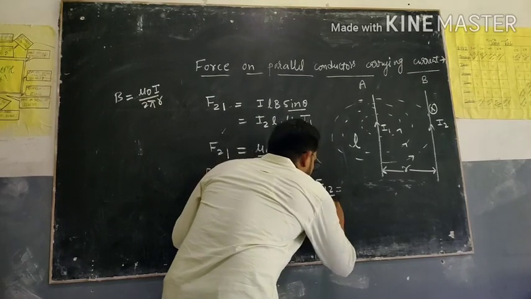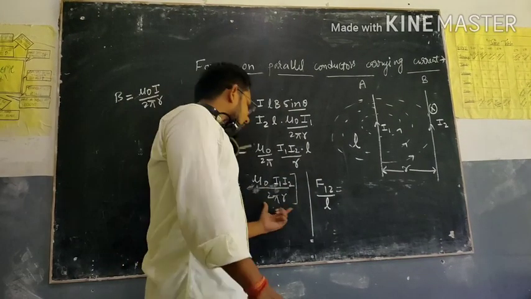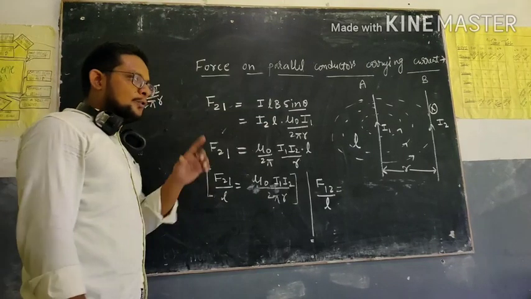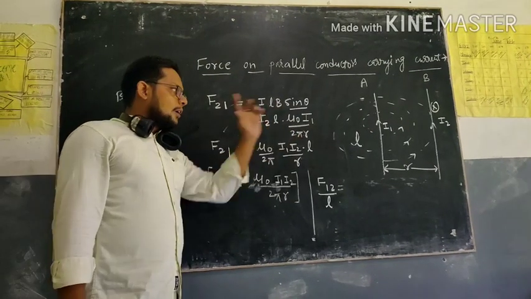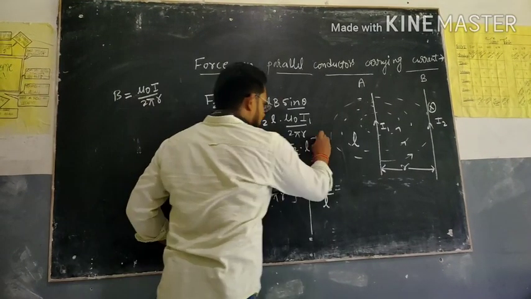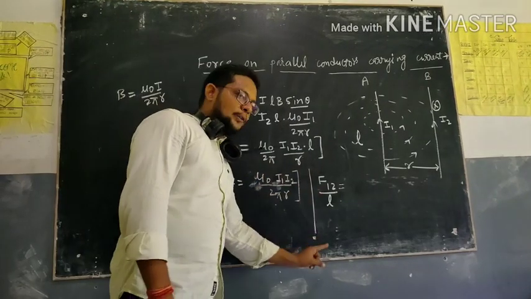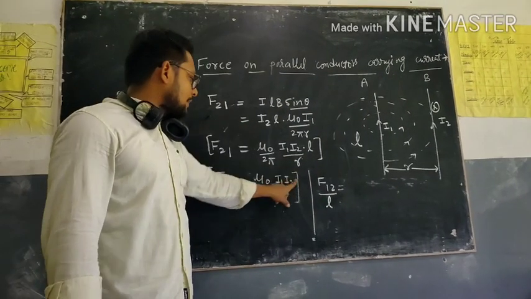Similarly, we can write force on conductor 1 due to conductor 2 per unit length. If you want to write it in terms of force per unit length, you will write in this form. If you want to write the force on the conductor simply, you can write in this way. Both are same, but mostly it is written in the form of force per unit length. So, mu naught I1 I2 by 2 pi r.